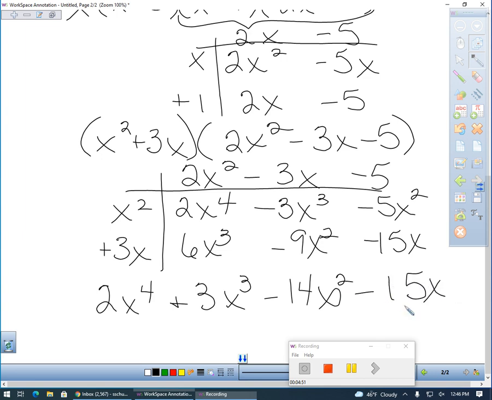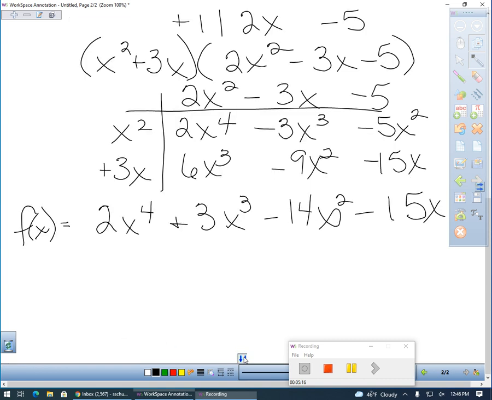Does it have degree 4? Does it have a leading coefficient of 2? Then we're done. Technically, it should be f of x equals, but I'm not super picky about that. So do we have a question on this at all? So then let's just take it a little bit further, because of course that's what we got to do, right? All right. So here's example number 2.